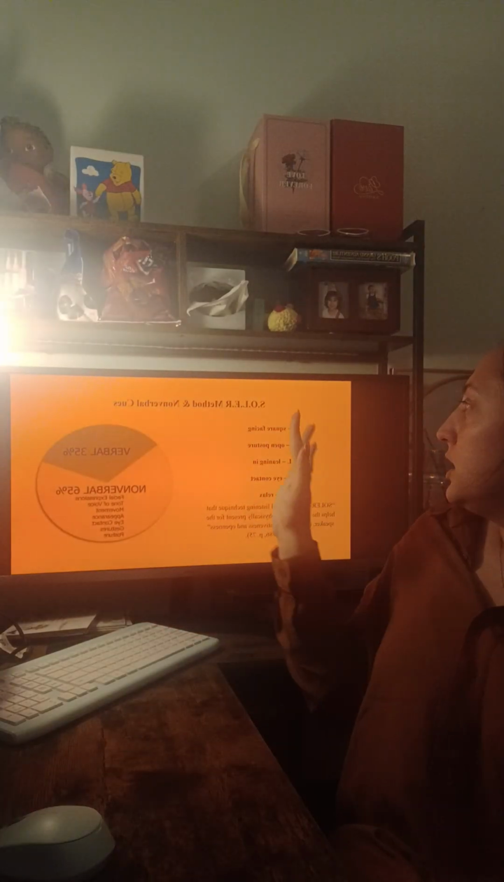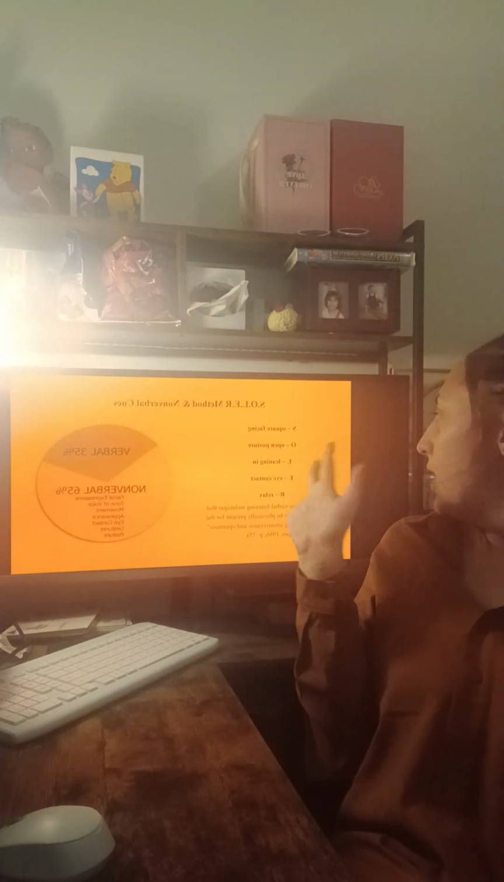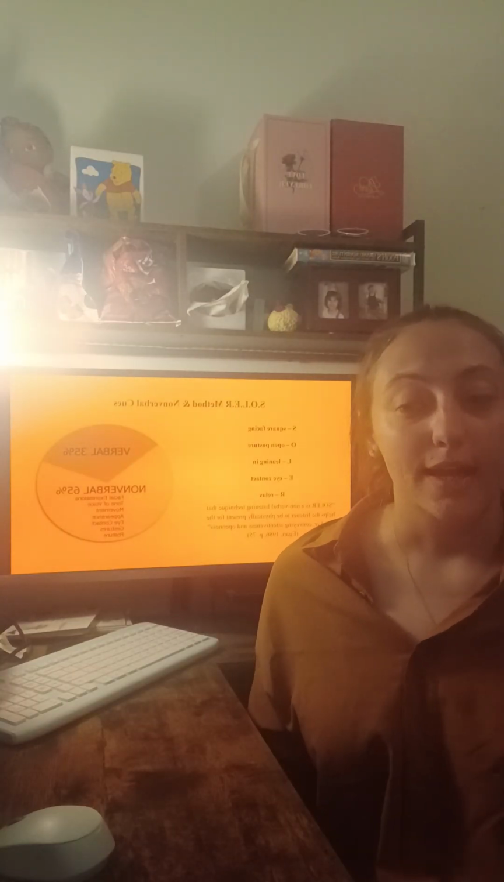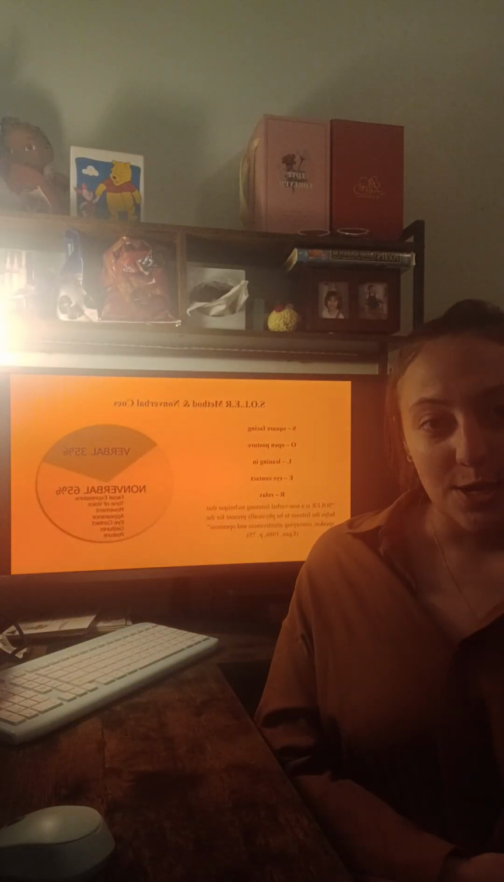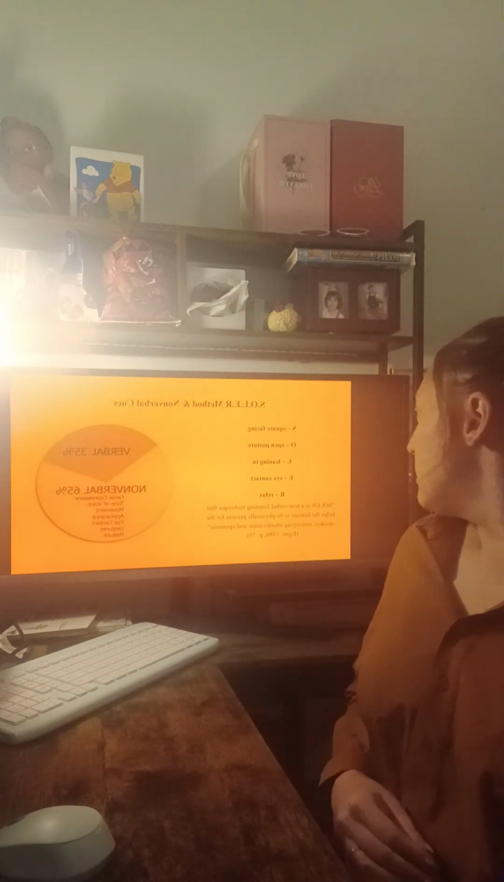And that breaks it down into SOLAR being square facing, open posture, leaning in, eye contact, and being relaxed instead of being guarded. So rather than keeping your arms kind of like this and your face like this, sitting more open, engaged, and actively listening to what the sender is saying, so that you receive the message more likely in a way that they intended it to be.